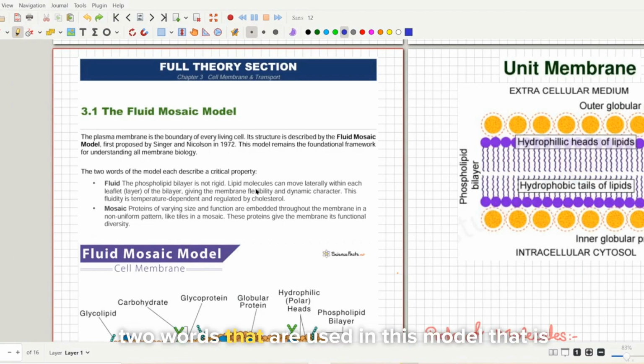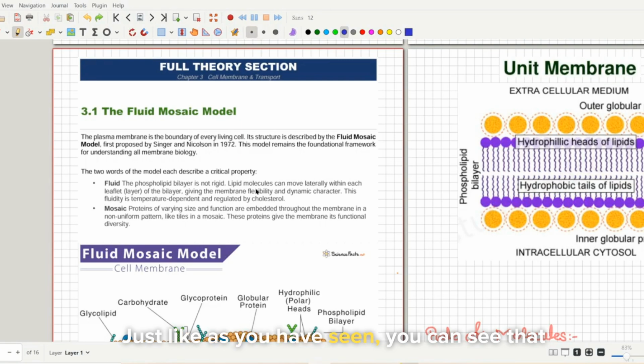And there are two words that are used in this model, fluid and mosaic. Fluid is something that can flow. You have already discussed it in detail in the physics chapter. Anything that can flow is a fluid. And mosaic means anything that is in varying, different, or variable patterns. Like randomly, if you put something on the ground, it is in a mosaic manner, right? So that's how you can say that the protein molecules are embedded in a mosaic manner in the lipid membrane.